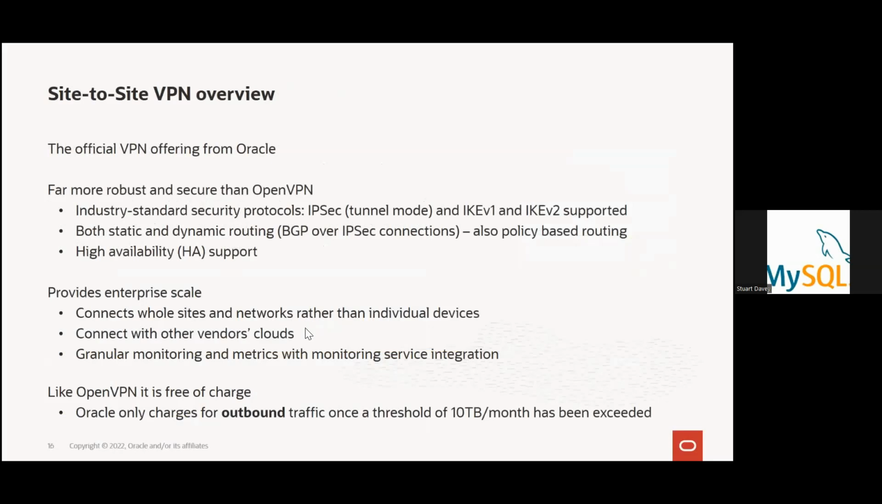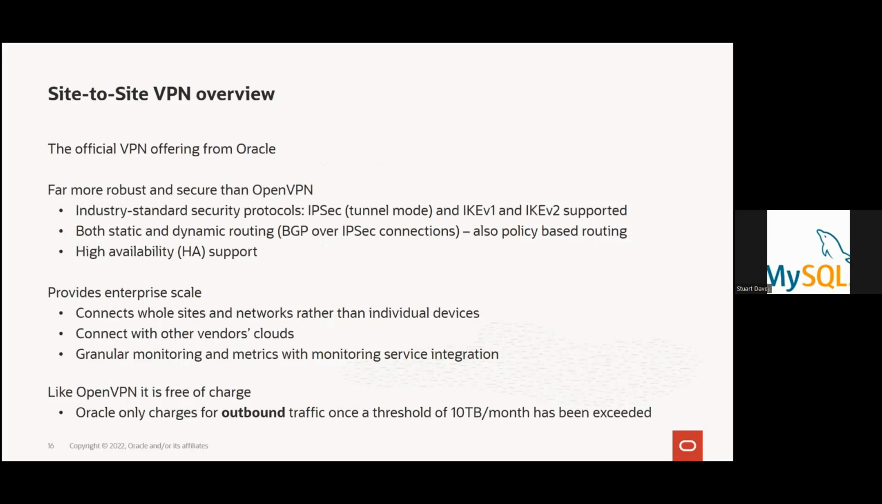The next thing I want to talk about is site-to-site VPN. Now, this is a much bigger offering. It's the official VPN offering from Oracle. It's truly enterprise. It uses industry standard security protocols, and the difference between OpenVPN and site-to-site VPN is OpenVPN is really constrained to the device you're on, whereas site-to-site VPN is exactly what it says. It will connect whole sites, so all of your on-premise to all of your Oracle cloud. And so that's why you've got this site-to-site.